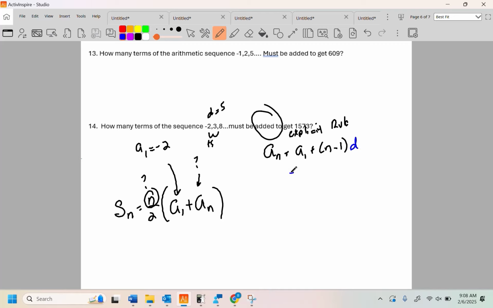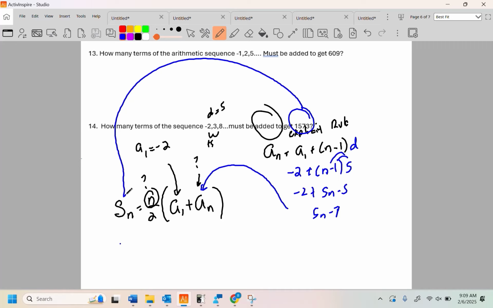So the first term is -2. Difference was 5, and we'll clean it up. We'll have 5n minus 5 minus a 2. And that's going to be 5n minus 7. And I can throw that right there. Let's see what we have now. Oh, one other thing I can do. That's the sum.